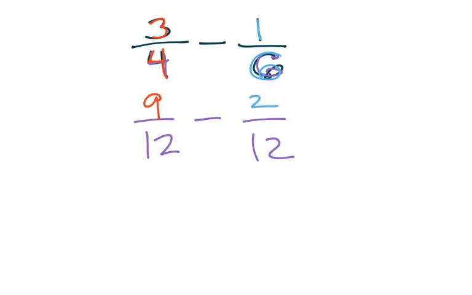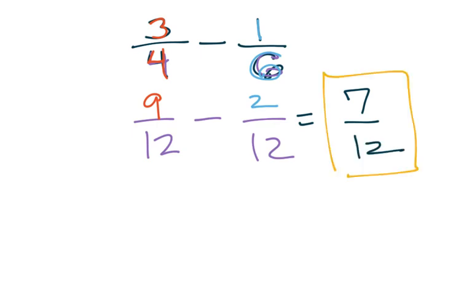1/6 is 2/12. Now that the denominators are common, all I've got to worry about are those numerators. 9 minus 2 is 7. Therefore, 9/12 minus 2/12 is 7/12. And I can box that up. Nice. We're doing great. There's more.